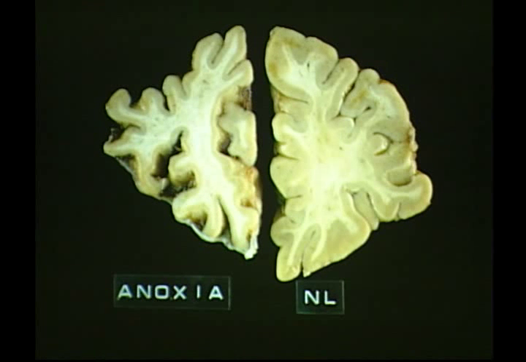Brain cells begin to die after 3 minutes, so this individual who had been in full cardiac arrest for 10 to 15 minutes sustained extensive damage to neurons in his cortex. Note that the outline of the brain is still relatively intact, but when you look at the cortical ribbon, it is markedly shrunken. This is due to anoxic brain injury.